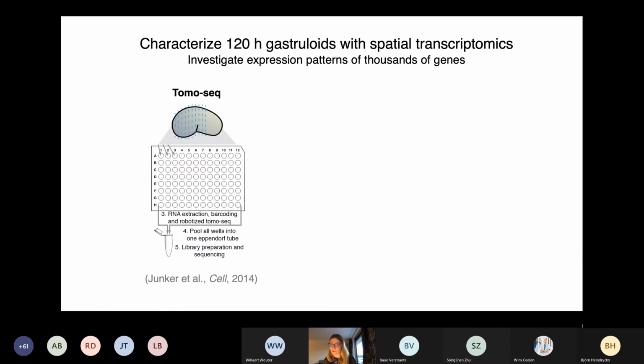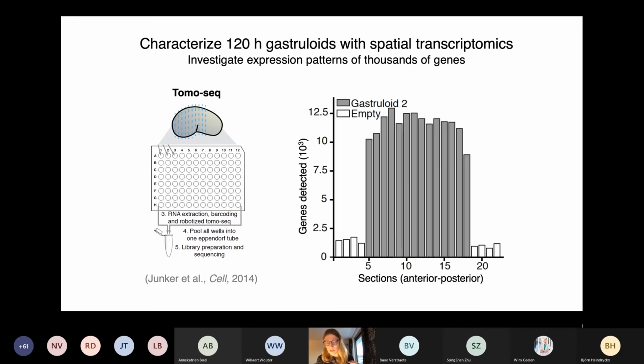And the spatial transcriptomics technology that we decided to use for that is called Tomo-seq. In a typical Tomo-seq experiment, a gastruloid is sectioned in anterior to posterior direction using a cryotome. And we then collect the sequential sections into the sequential wells of a 96-well plate. And after that, we extract the RNA content and sequence the RNA content of these individual wells. And this technology is very useful because it allows us to explore the anterior to posterior gene expression pattern of thousands of genes simultaneously in just one experiment.